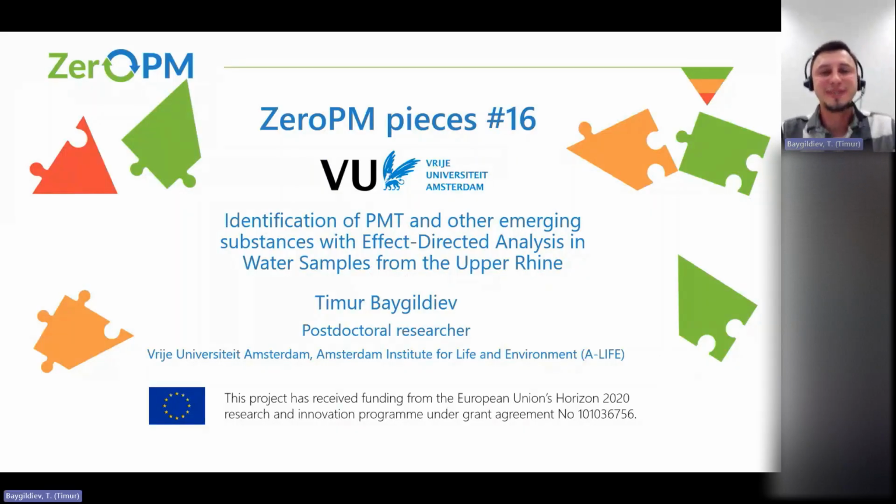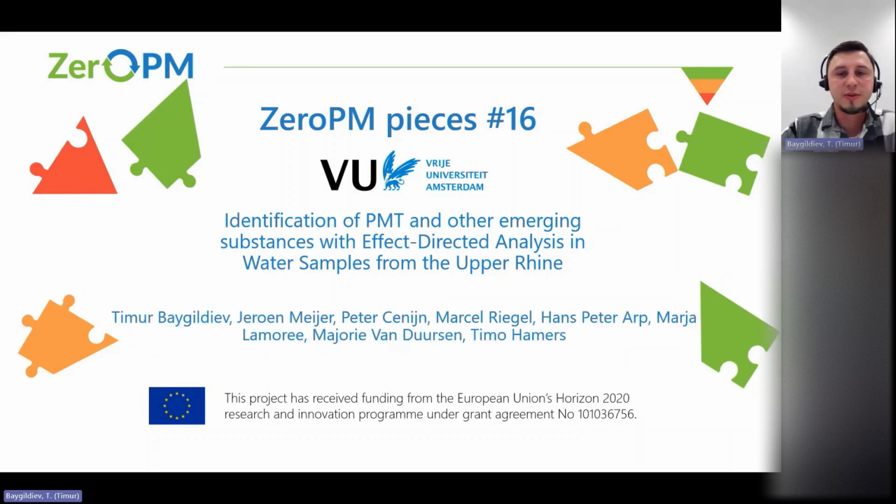Hello everyone. My name is Baygildiev and I'm a postdoctoral researcher at Vrije Universiteit Amsterdam. Today I would like to tell you about the methods and approach that we use to identify PMT and other emerging substances with effect-directed analysis in water samples from the Upper Rhine River. Of course, this work was not performed only by myself, but also with a group of authors, and I'm very grateful to them. You can see all of them on the slide.